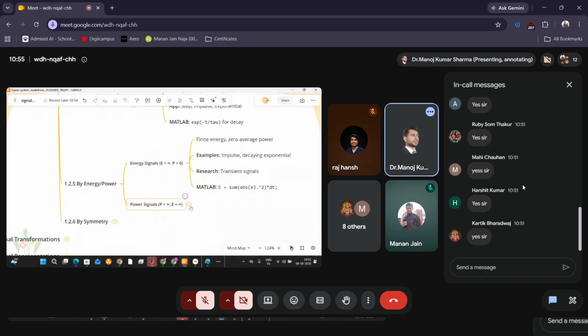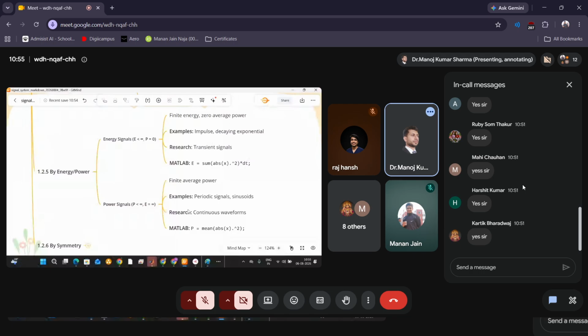And for power signal, in a similar way, power should not be infinite, but limited, in the range below infinity. Then energy should be infinite. Whereas in an energy signal, the power should be zero, in this case power should be less than infinite, but the energy is infinite.